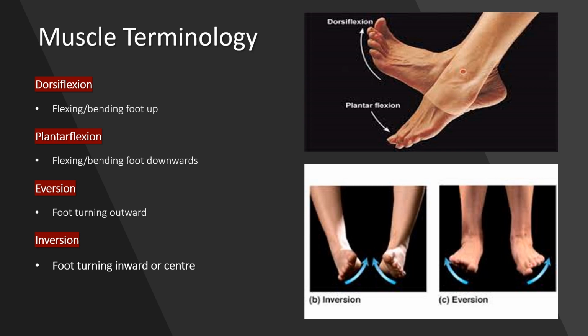So dorsiflexion is pointing the toes towards the ceiling and bending the foot. Plantar flexion is pointing the toes or the foot downwards. Eversion is when you turn the outside of the foot outwards, and inversion is when you point the inside of the foot inwards.